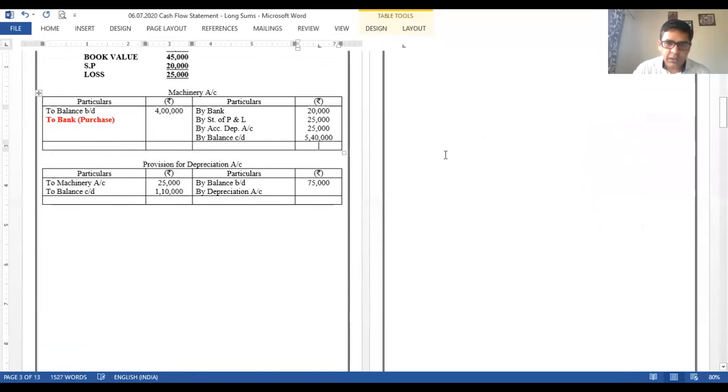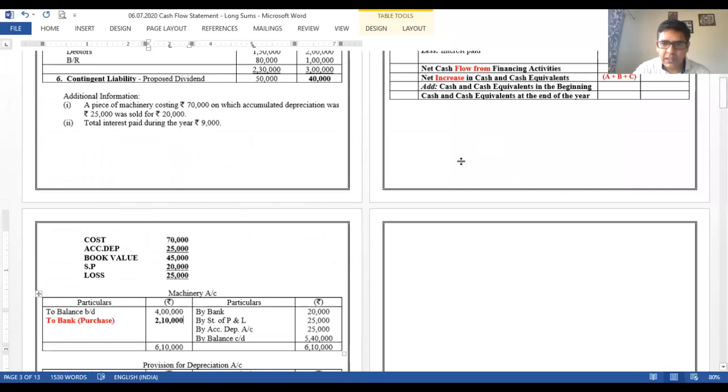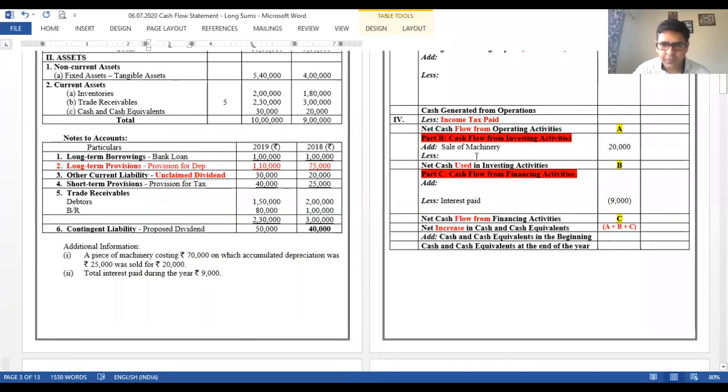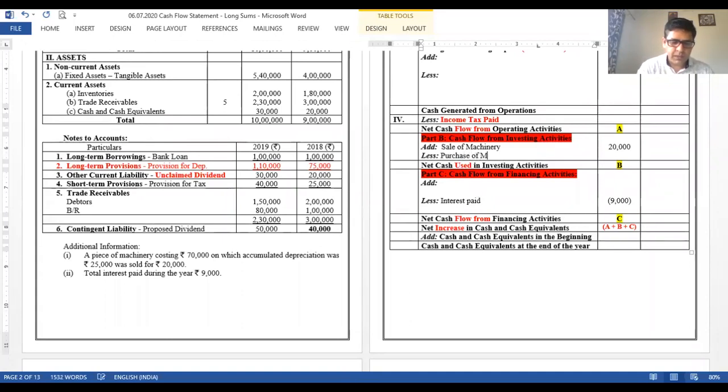Let us get the total on the credit side. This is 540 plus 70. This will be 6,10,000. Okay. Now the difference over here, 4 lakh and 6 lakh 10, that's 2,10,000. Okay. The 2,10,000 is a purchase of machinery. This purchase of machinery has to go to investing activity by way of outflow, right? I shall put it over here, investing less purchase of machinery. Amount is negative.